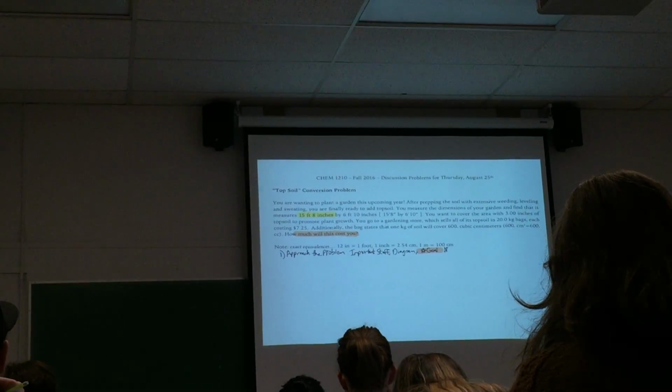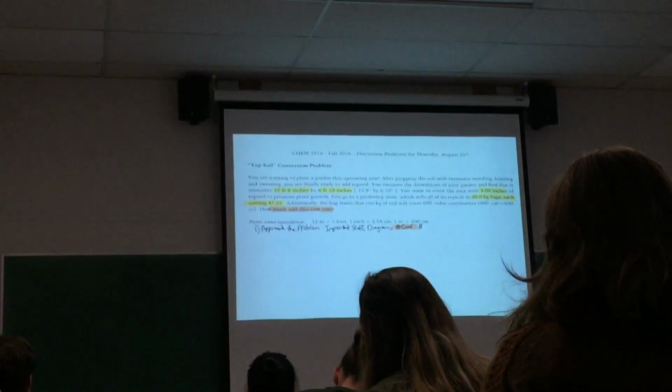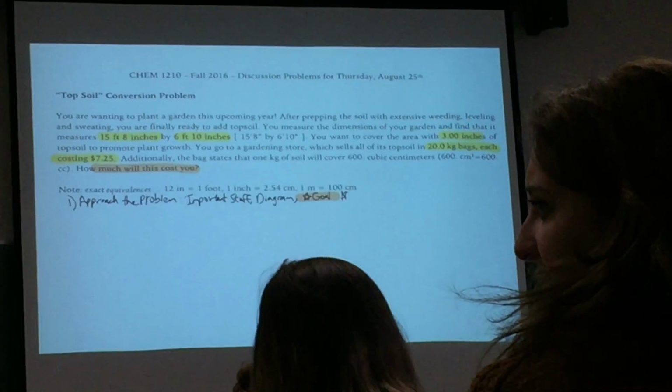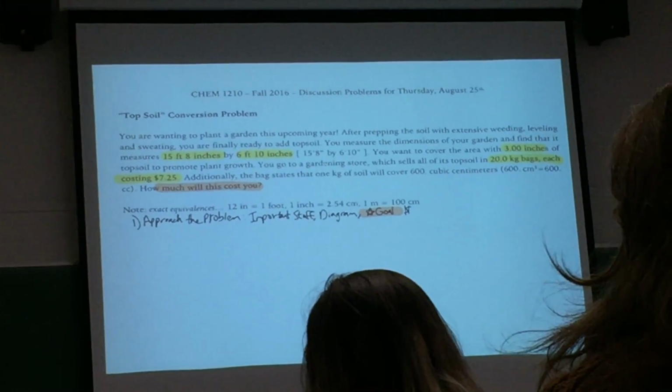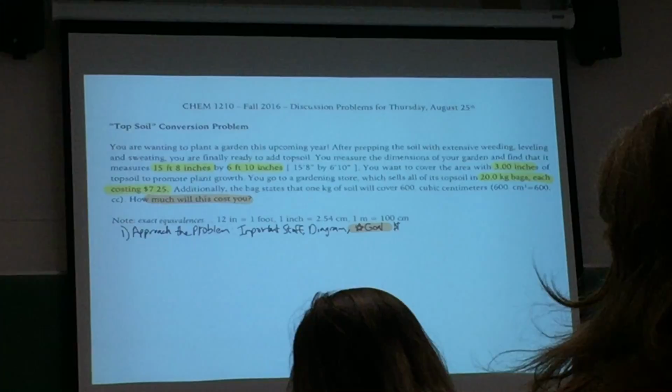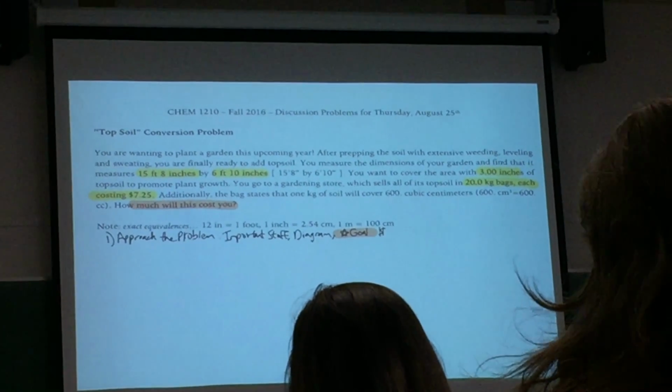Okay, we'll get to the diagram in a moment. The measurements of the garden. Absolutely. So it's 15 feet 8 inches, 6 feet 10 inches, 3 inches deep. What else might help us? How much each bag is going to cost? Absolutely. So we know that one bag is $7.25. What else might be helpful? How much area they cover per bag? Absolutely. So we'll definitely. Anything else that will be helpful for us in this problem?